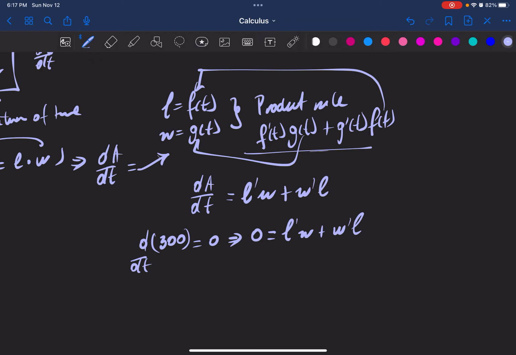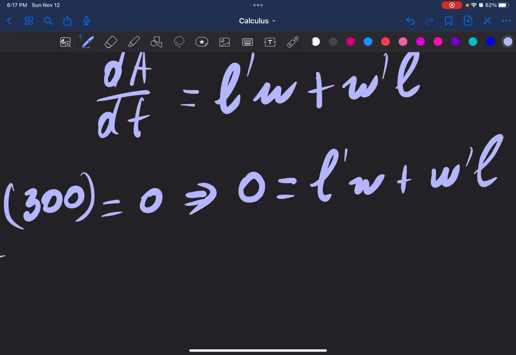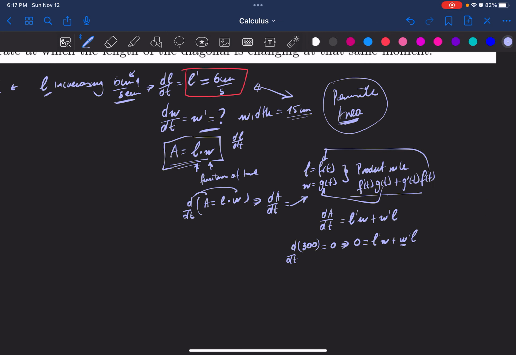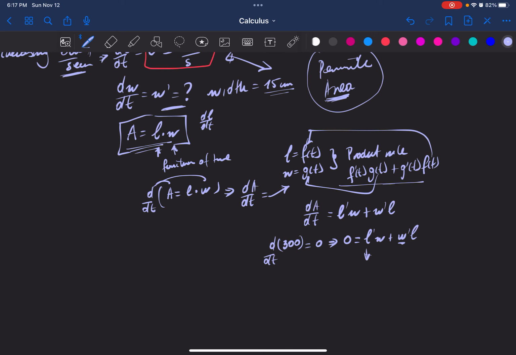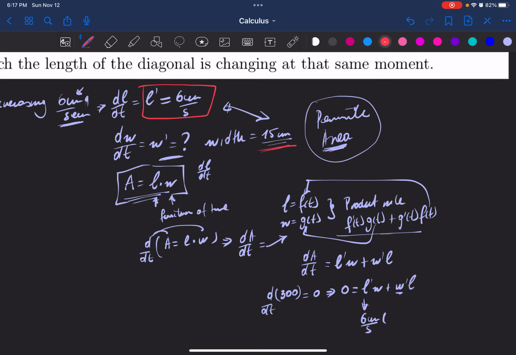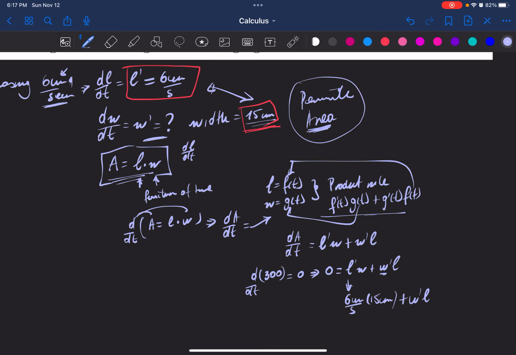Okay. What are we trying to find again? We're trying to find W prime. We're trying to find this one here. And I know that L prime, this one, is equal to 6 centimeters per second. And I know that I need to find this W prime when my width is equal to 15 centimeters. So I can just put that back in, 15 centimeters. Now I need to find W prime, but I don't know what L is. So, we have a problem. We need to figure out what L is.